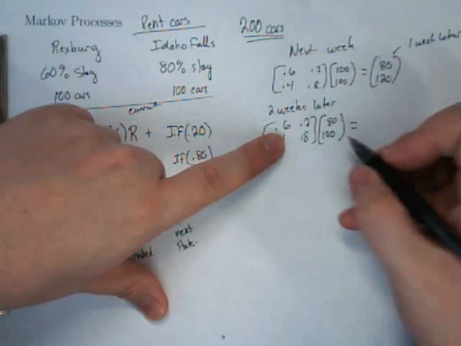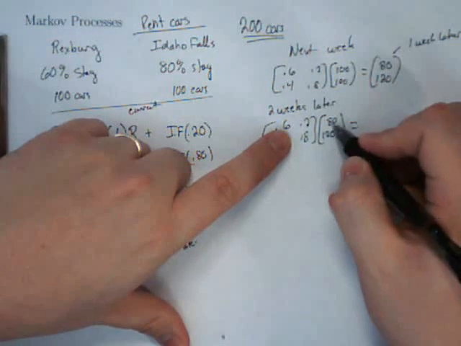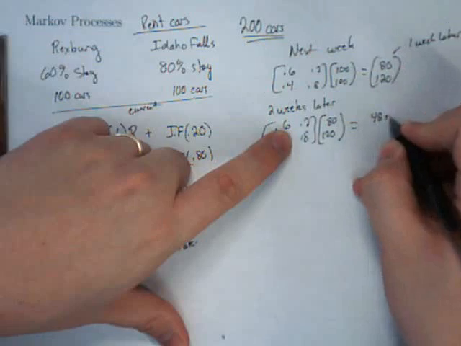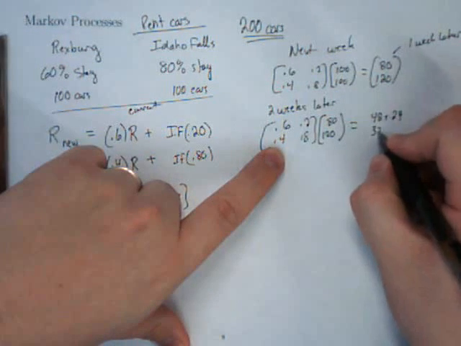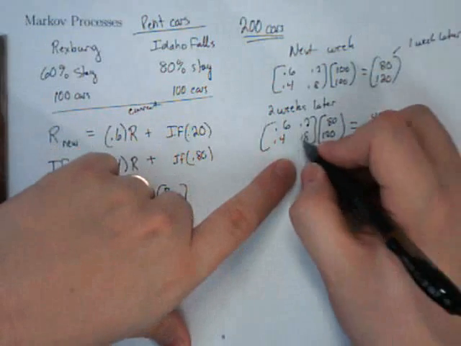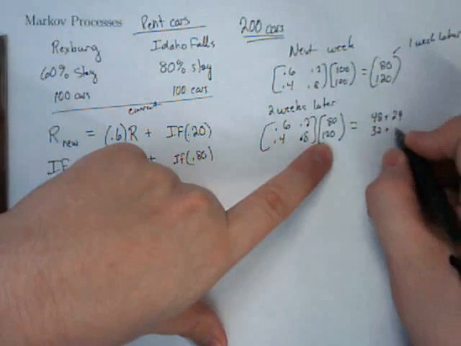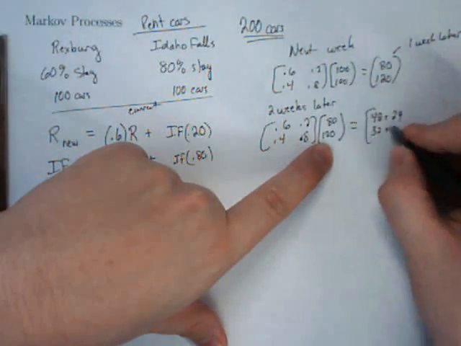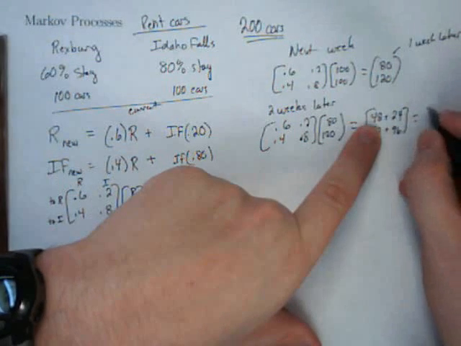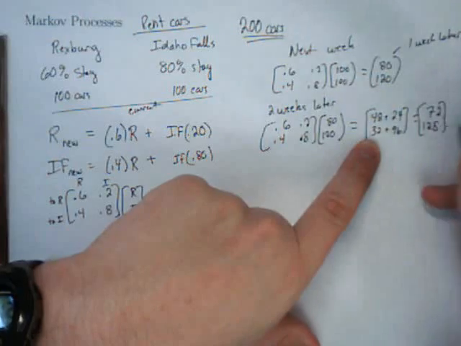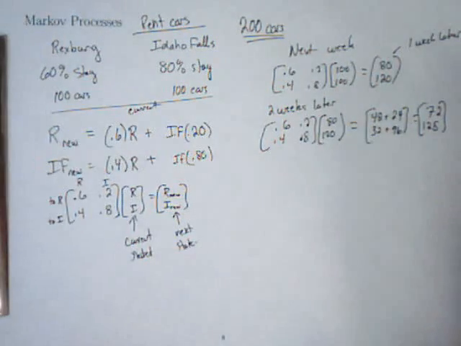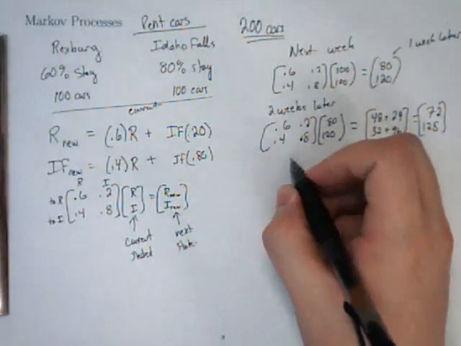60% of 80, that's 48 plus, and then 20% of that, 24, and then we've got 32 plus 0.8, 96. Let's see if my arithmetic's going well. That's 72 and 128. And so this is 2 weeks later. Well, I could continue doing this, and I can get as many weeks later as I want.